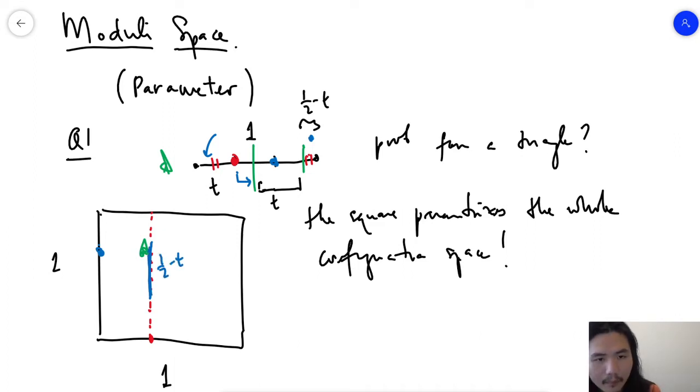Okay, and this holds for all points smaller than half. And by symmetry, for all points bigger than half, we also have a similar result. So which points in this square are good? So the answer is something that looks like this.